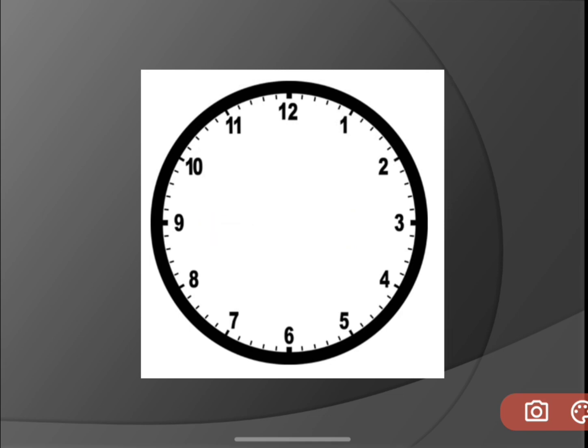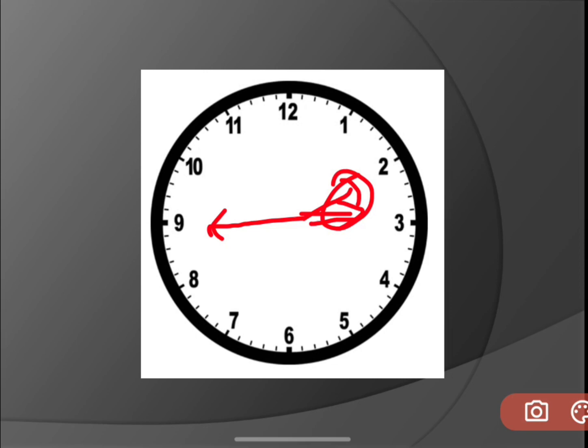Okay, so when it becomes 2:45, that becomes quarter to 3, but actually the short hand will not be here, it will be very near to 3. That means in 15 minutes it becomes 3, quarter to 3. That is, half an hour is nothing but 30 minutes, and quarter hour is nothing but 15 minutes.